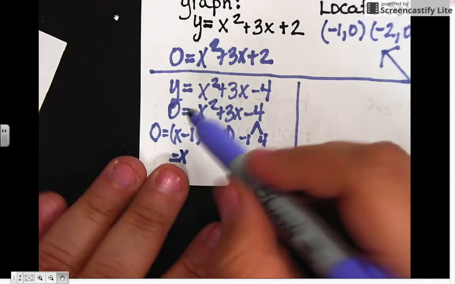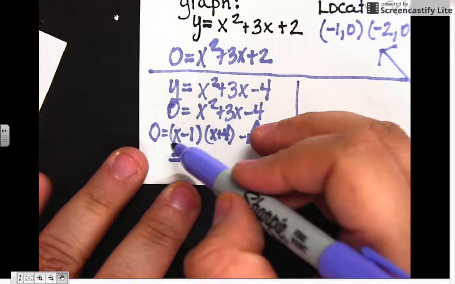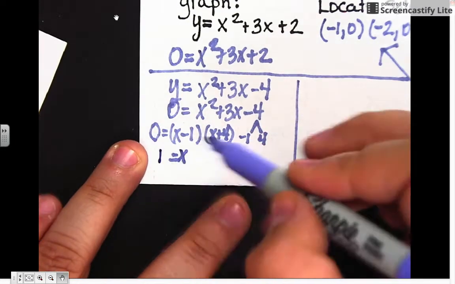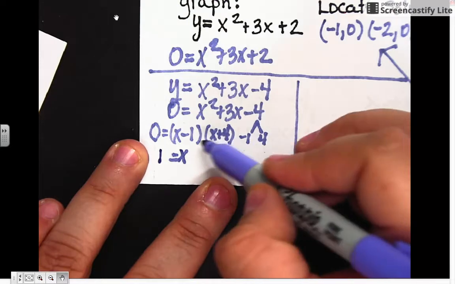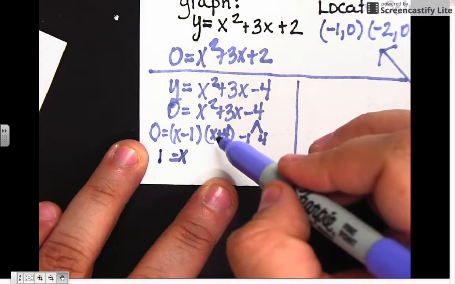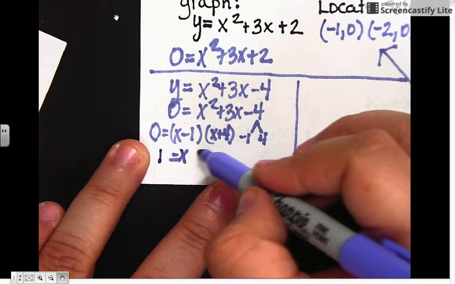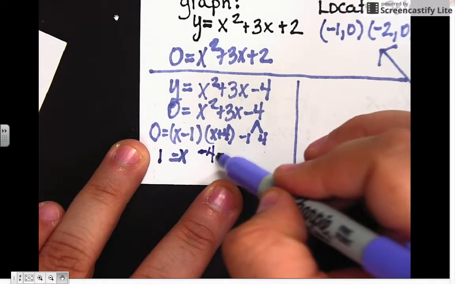So if you do the opposite, if you add one to both sides, your x is going to end up being a positive one, and if you subtract 4 from both sides of the equation, you're going to end up with -4 is equal to x.